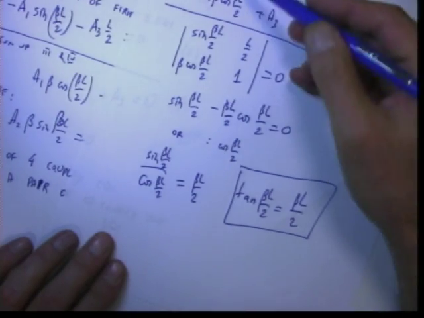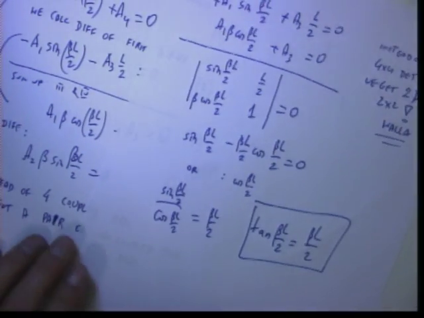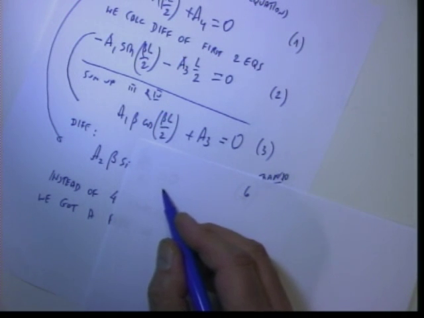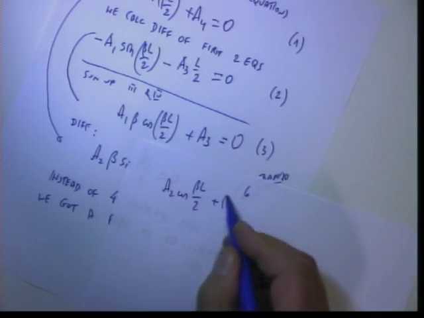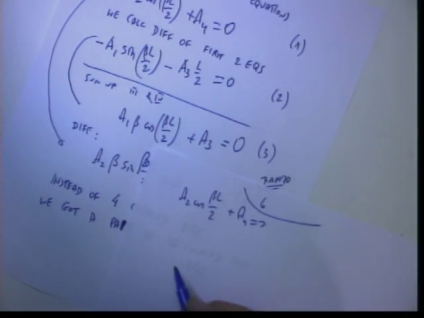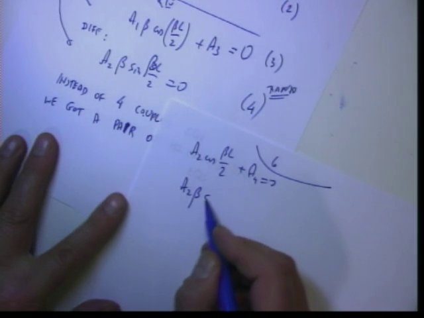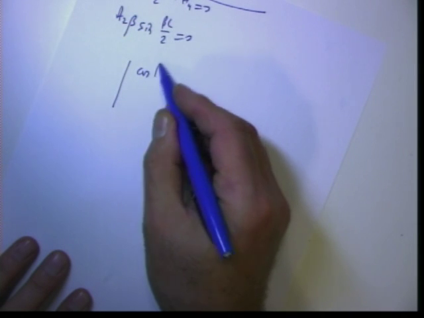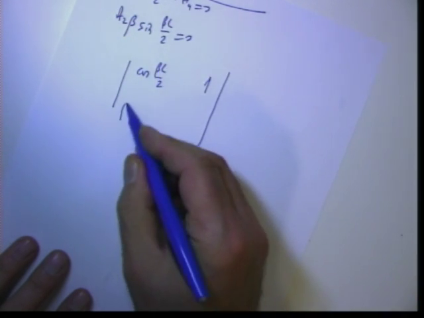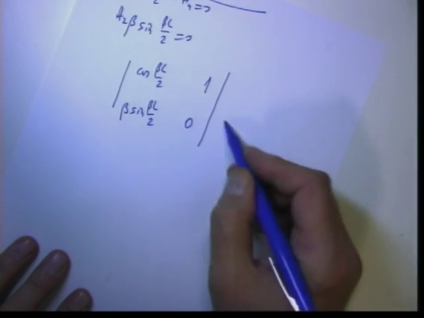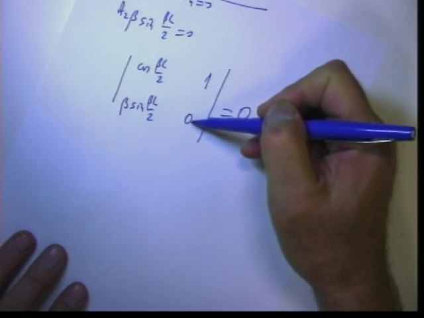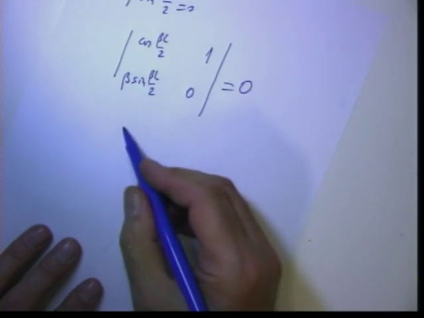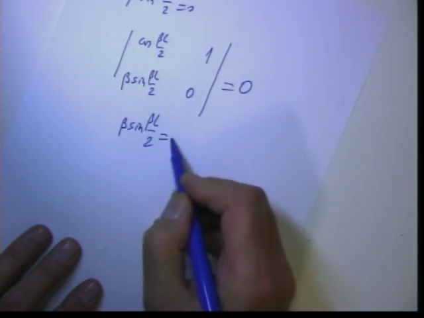And now this was done with A1 and A3. Now we are left with A2 and A4. I will rewrite them. A2 cosine beta L over 2 plus A4 equals 0. A2 beta sine beta L over 2 equals 0. So the determinant here is cosine beta L over 2, 1, beta sine beta L over 2, 0. This equals 0 because there is no A4 here. A4 is multiplied by 0. So this guy times this minus, we get beta sine beta L over 2 equals 0.